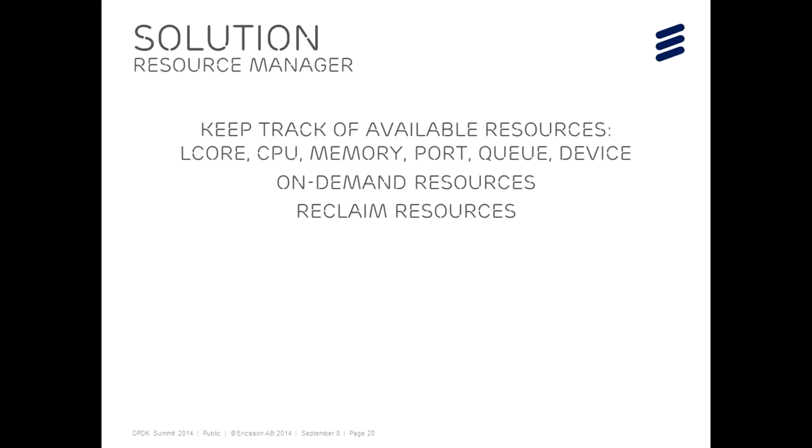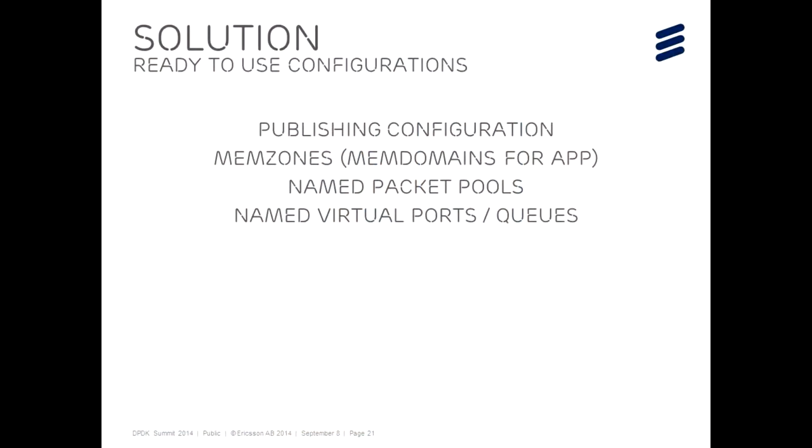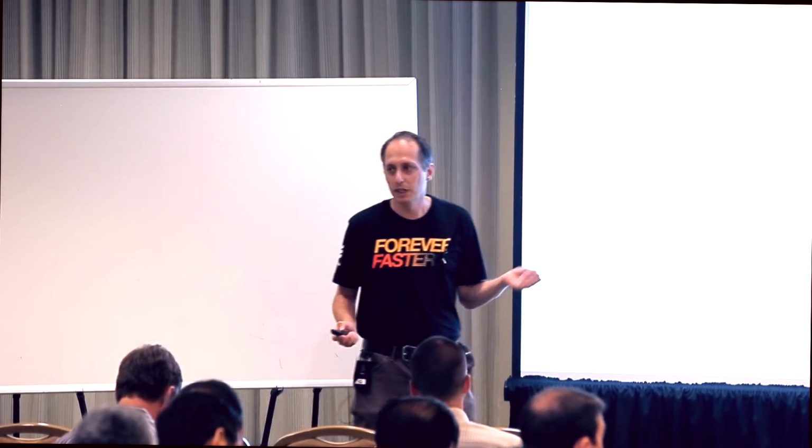Okay, good. So actually, we can reclaim resources like previous ports which were used by an application, or even a shared memory which was used by the application, or a private memory. And our infra provides a way to use ready-to-use configuration. So it means that we can publish a configuration of an application in advance, like the memory partitions and the mem zones, we call them mem domains.